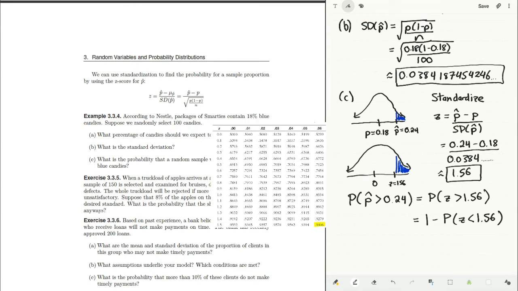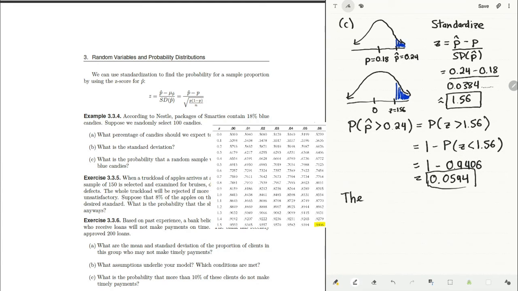So using our z-table, we find that the area to the left of 1.56 is 0.9406, which means that the area to the right is going to be 1 minus 0.9406, which is 0.0594. So the probability that a random sample contains 24% or more blue candies is 5.94%.